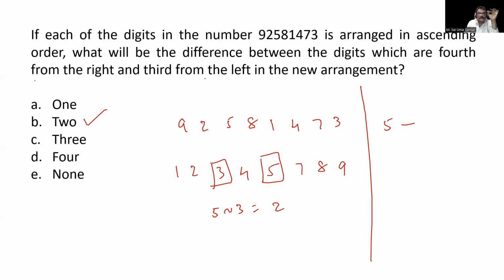Minus, here, third from the left. That means the least number is 1, the next least number is 2, the next least is 3. So the difference between 5 and 3 is equal to 2. Option 2 is the correct answer. That's it.